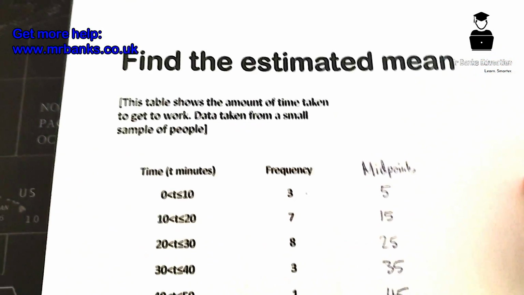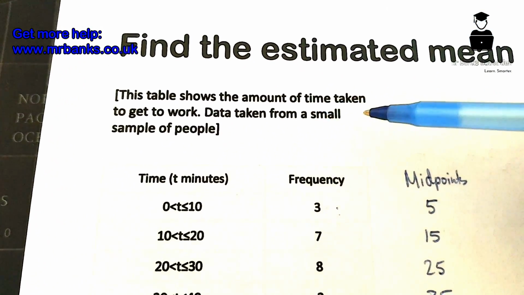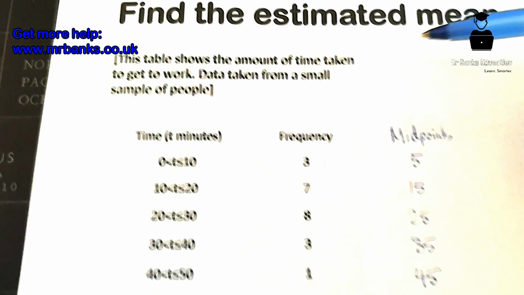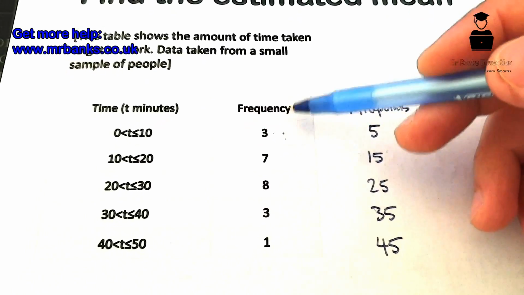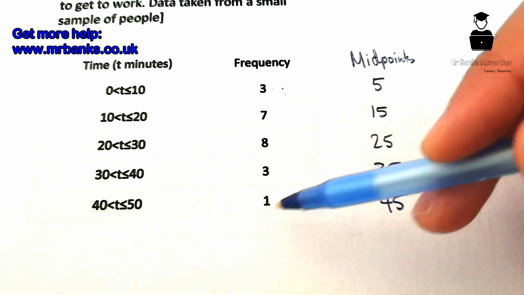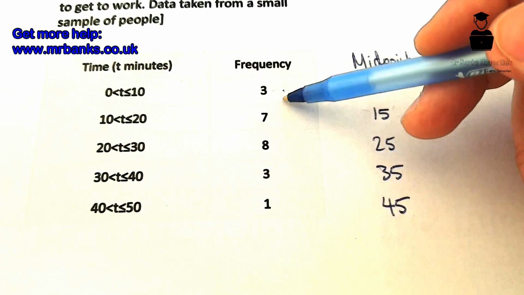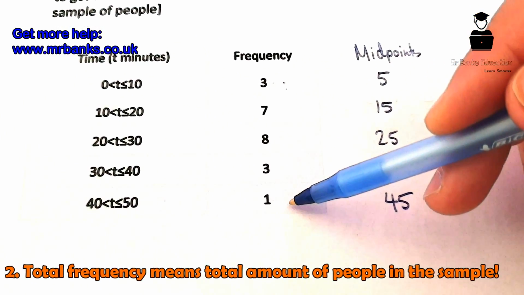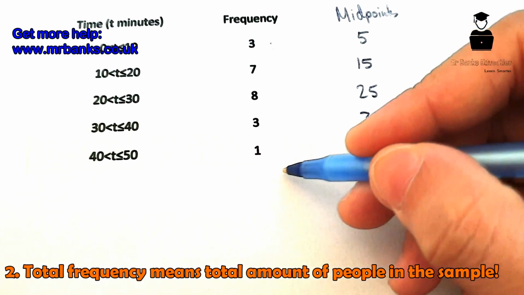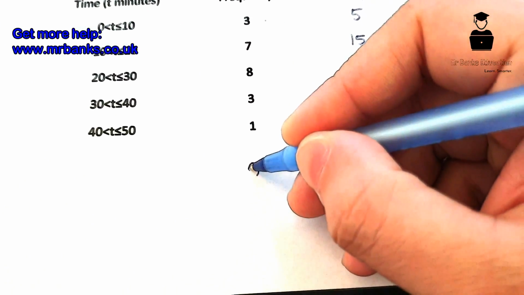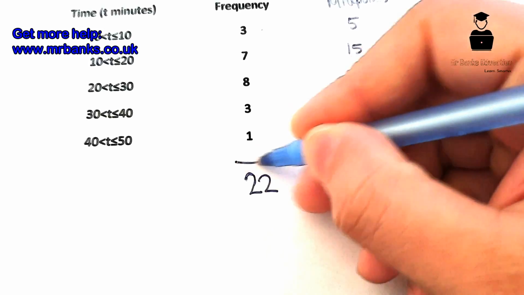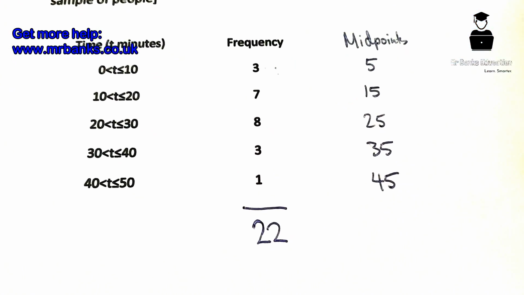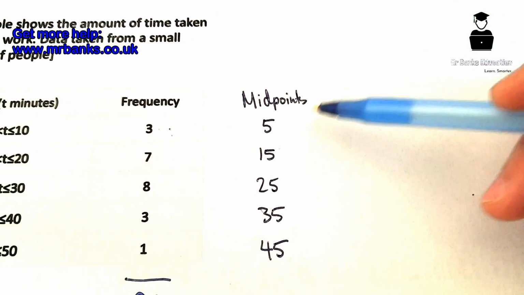Now it says here that the data is taken from a small sample of people. How many people are in the sample? That's easy. Just look at the frequency column here, and if you add that all up, that will tell you. So 3 add 7, 10, add 8 is 18, add 3 is 21, add 1 is 22. So there's 22 people in total. Just thought it would be good to put that in there, just so you know how many people this data actually comes from.